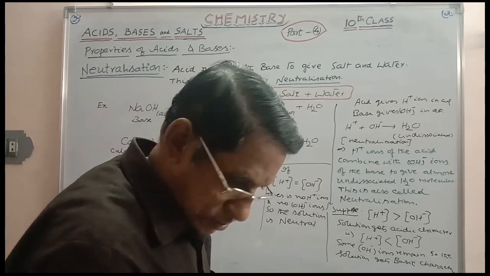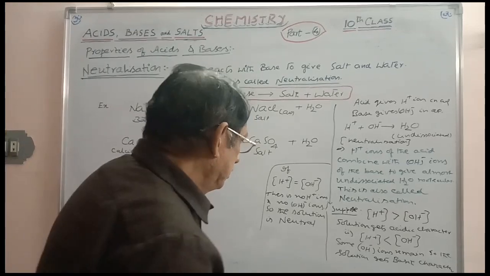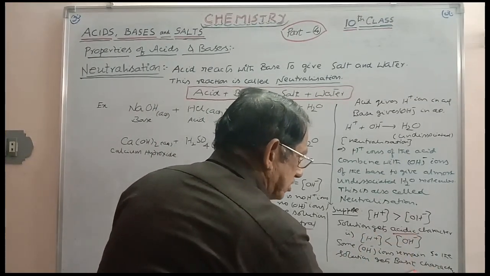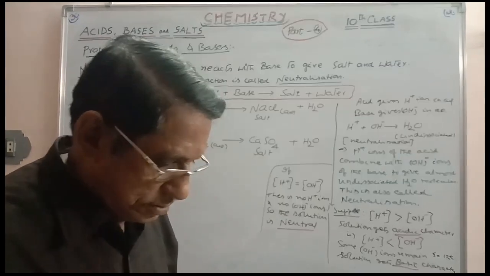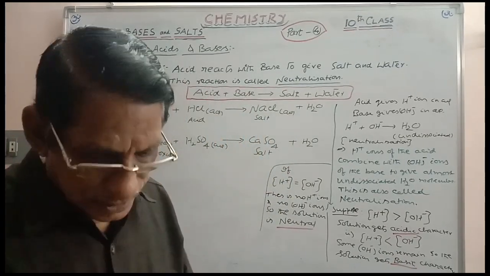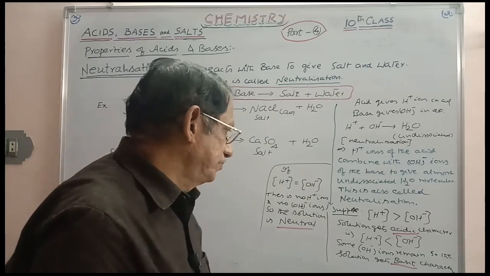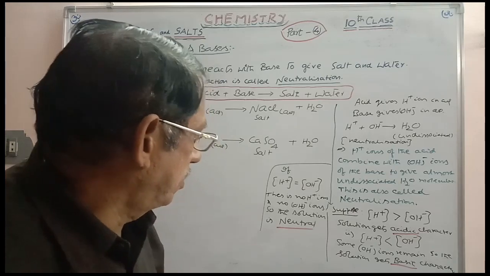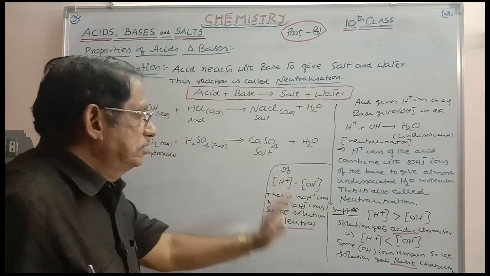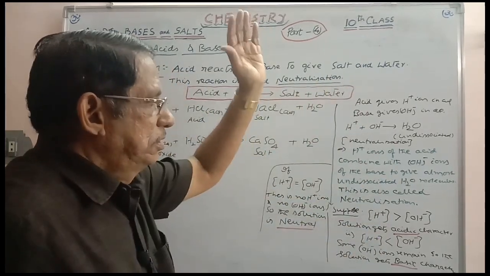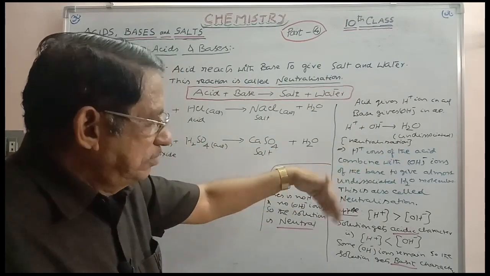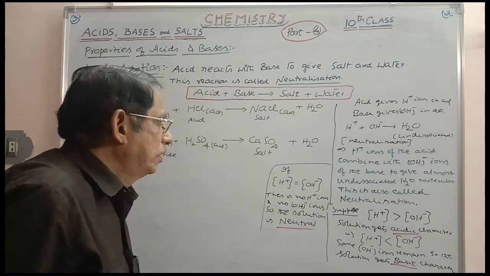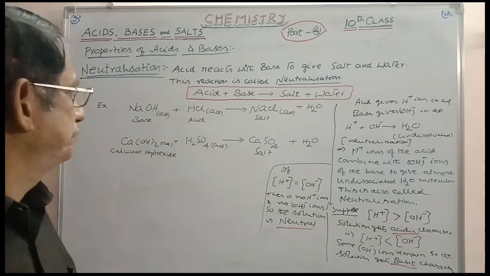In this way, you can assign the neutral character, acidic character or basic character to the solution, based on the concentration of H plus ion and the concentration of OH minus ion, or neither. So in this way, you can take the solutions as acidic, basic or neutral, based on H plus concentration and OH minus concentration equality. This is the way you have to express.